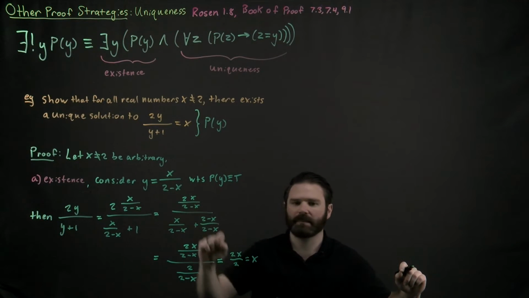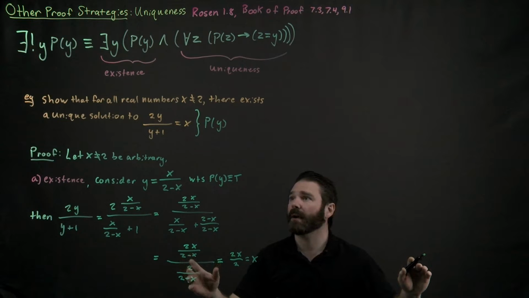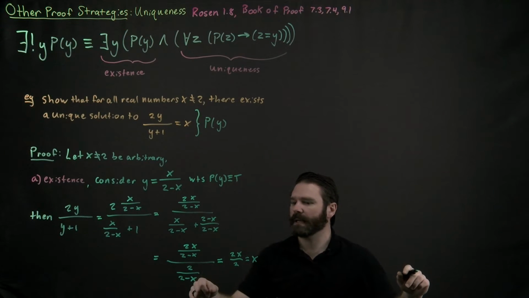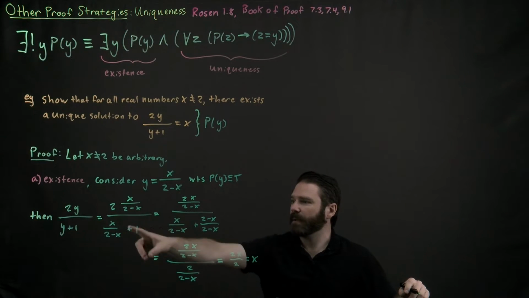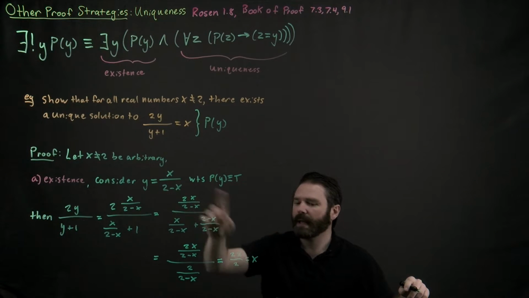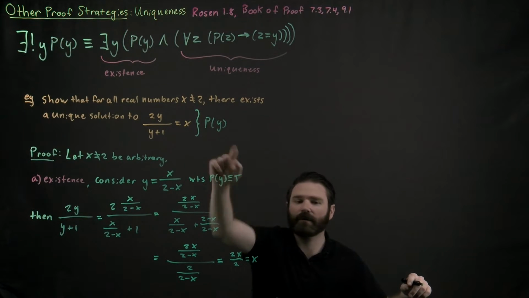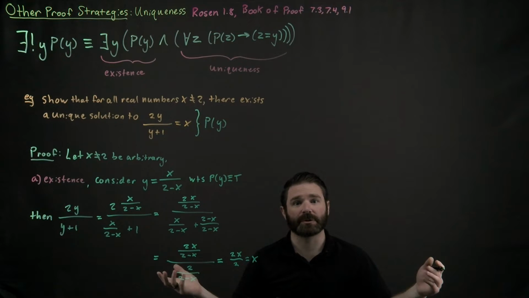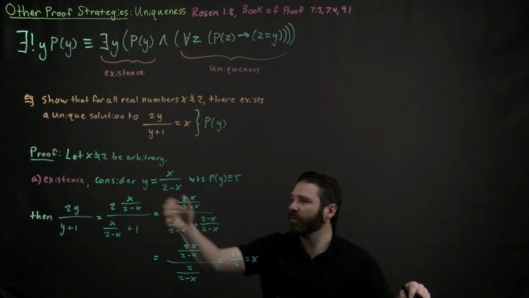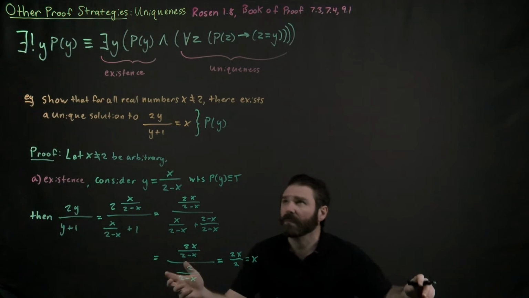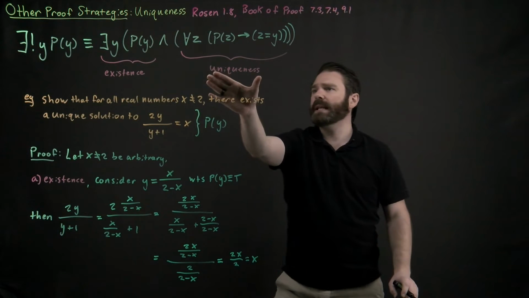If I let y be that particular value right there, then my p of y is true. So I've been able to plug in that particular value of y, and I showed that it was equal to x, therefore this p of y statement is true. So that just showed the existence part. We still need to show the uniqueness.